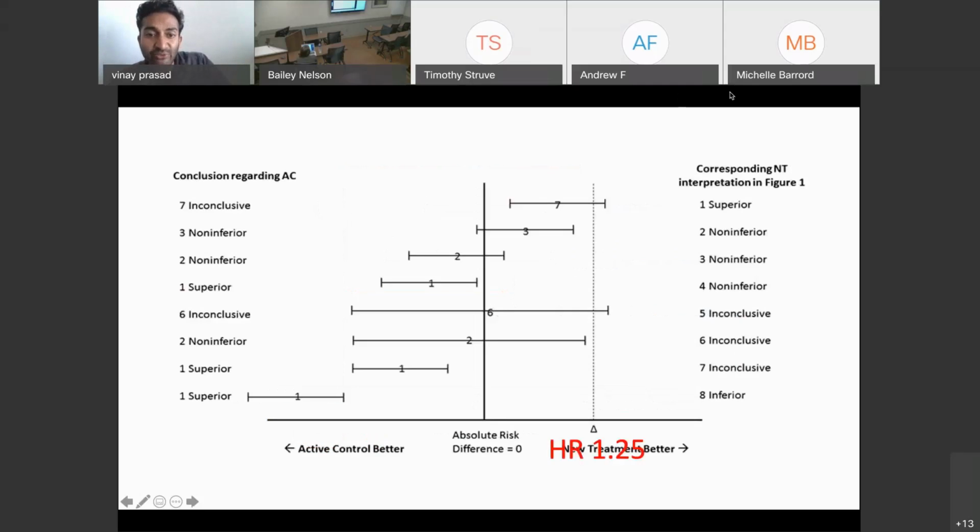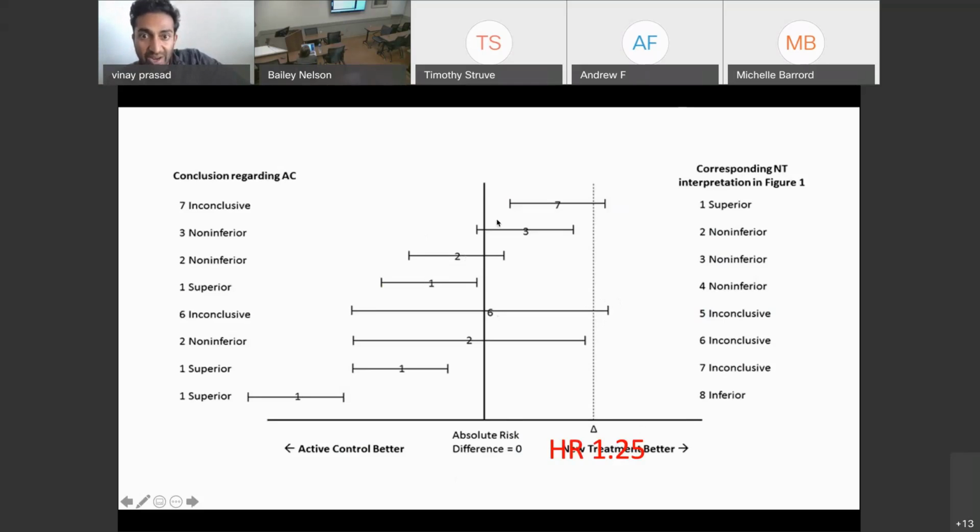This is sort of, I think, a CONSORT diagram of all the ways you could look at it. Superior means it's way better than the zero difference, the possibility of no difference. Superior. This is non-inferior because it's above the margin. This is inconclusive because it crosses the margin, so it doesn't rule out being worse than that arbitrary pre-selected margin.